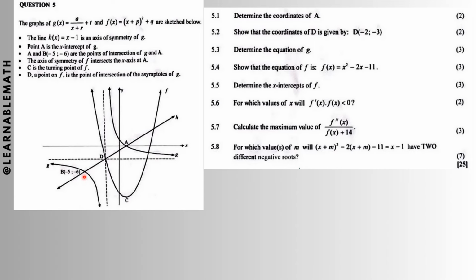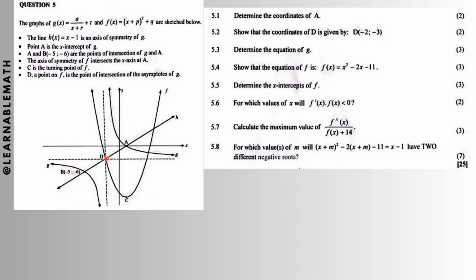So you can see the point of intersection there of the graph of G and H, and the axis of symmetry of F intercept the x-axis at A, right? And we are also given C as the turning point. Everything is represented here. D, a point on F, is actually the point of intersection of the asymptotes of the graph of G, right? So they are telling you that this hyperbola here has another point of intersection of its asymptotes, and that is point D.